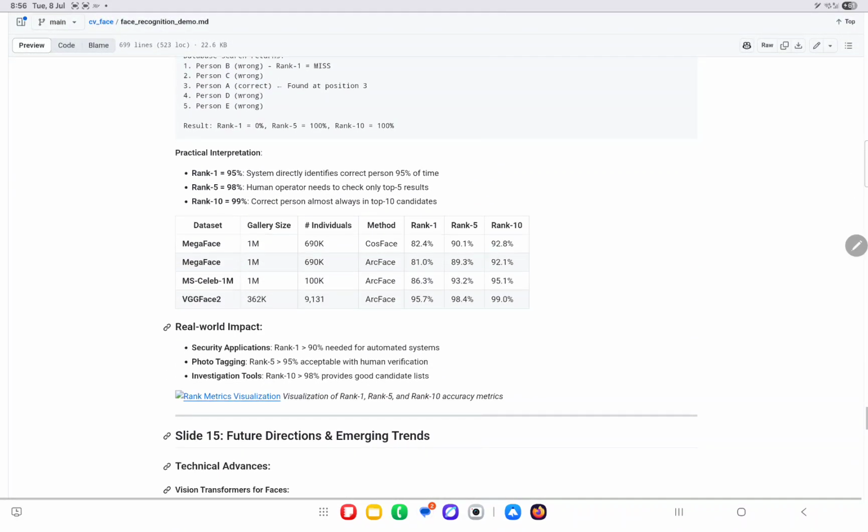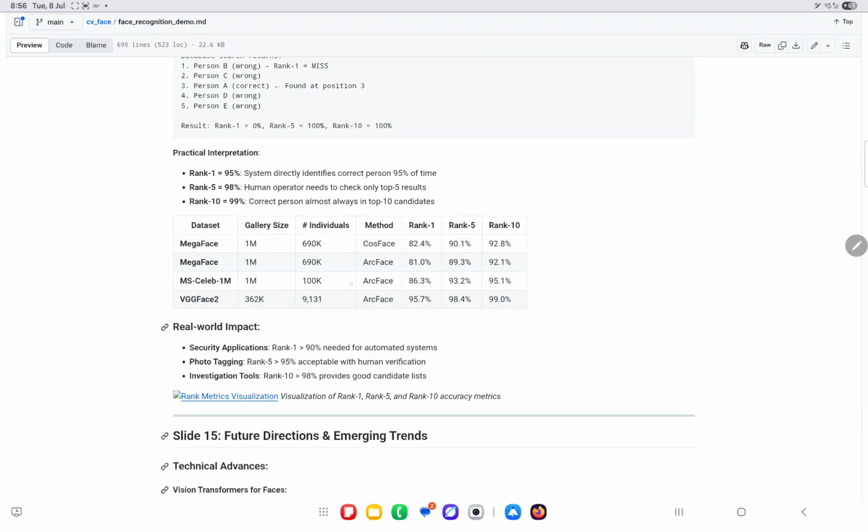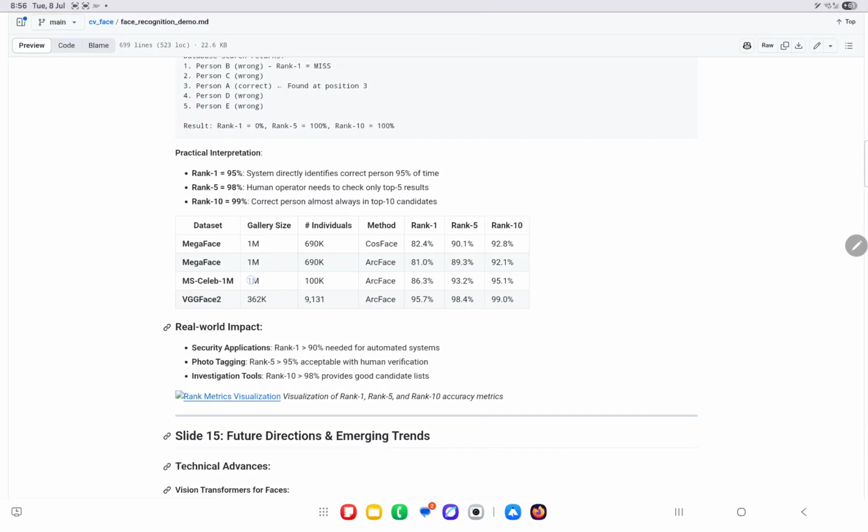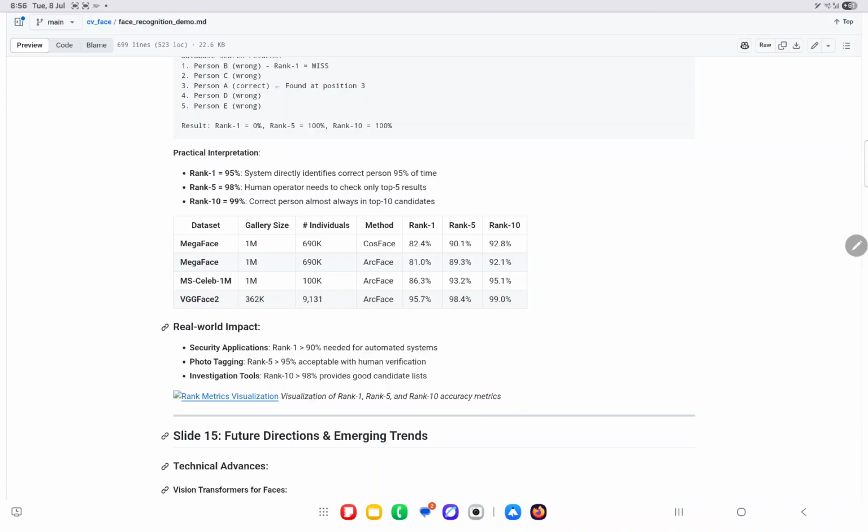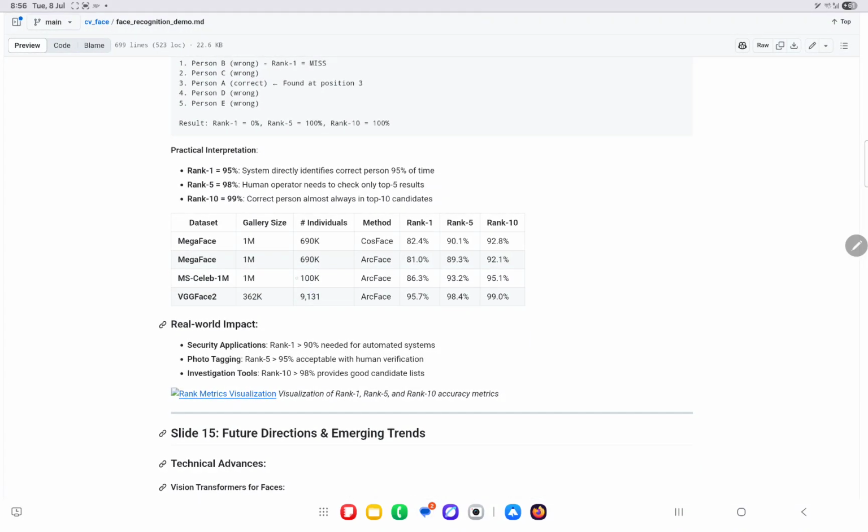And for face identification purpose, the accuracy is much less. The best result is around 82%, and CelebFace is a good benchmark, and even this has only 86% accuracy when there are only around 1 lakh images, or 1 lakh registered persons.